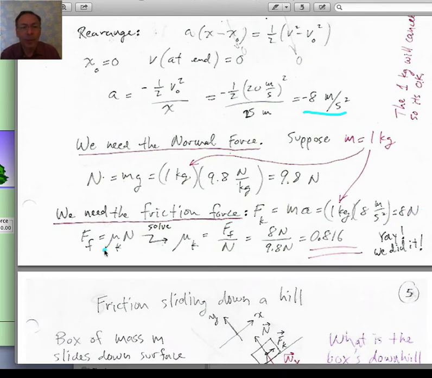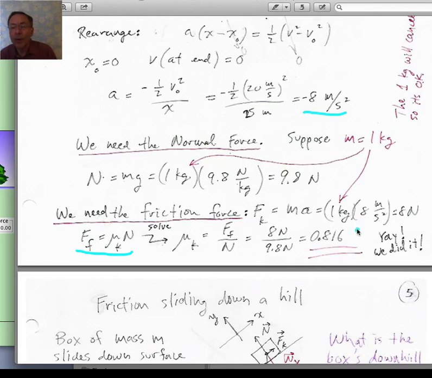Okay, now remember, we want to figure out mu sub k. So here's the friction formula. The friction equals the friction coefficient times the normal force. Solve for the friction coefficient by dividing both sides by the normal force. And so we have the 8 newtons divided by 9.8 newtons, and you get 0.816.